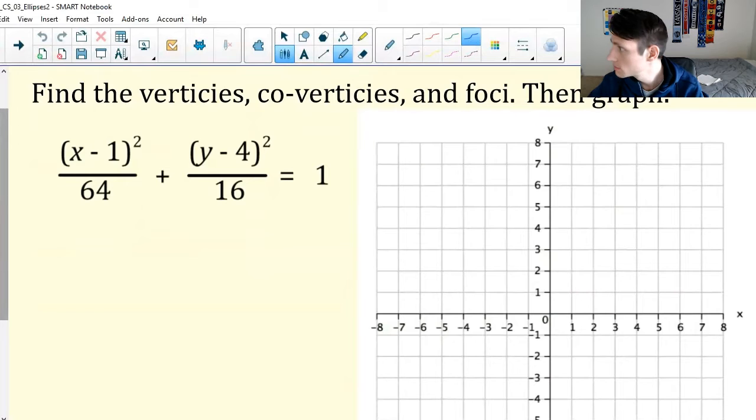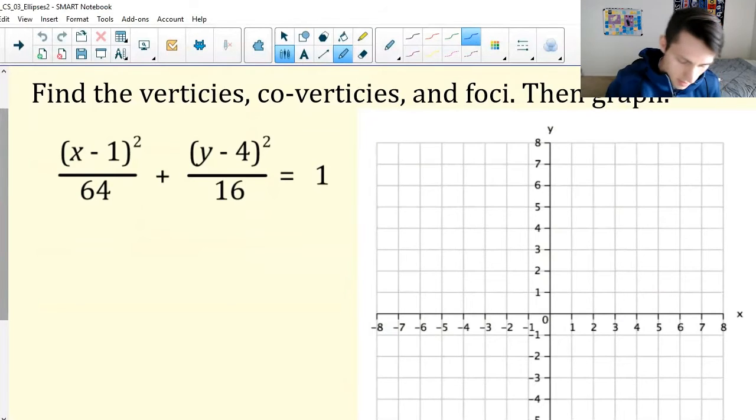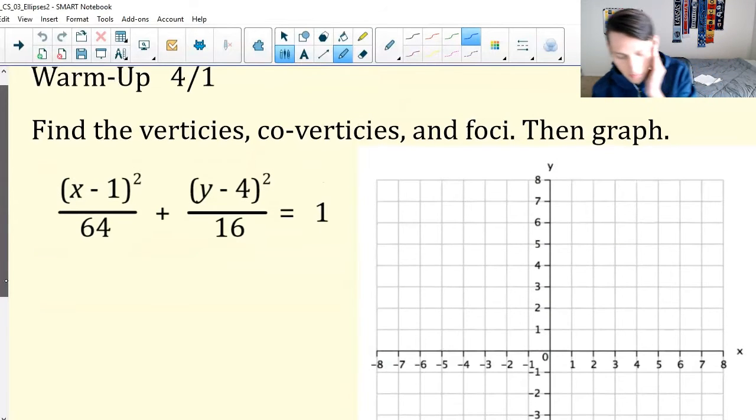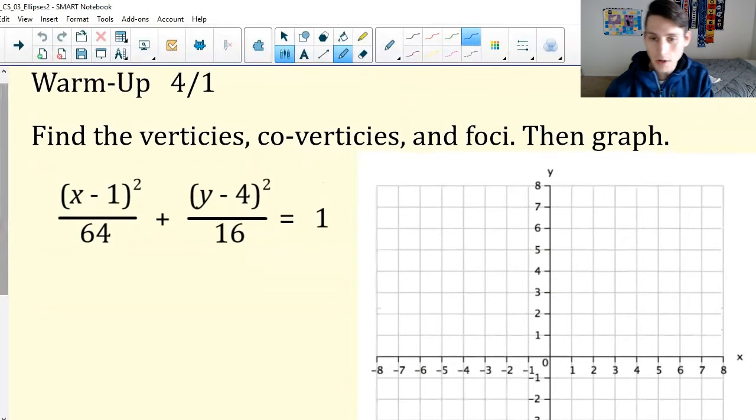Whew. Last class of the day, for me at least. So let's get this done. For the warm-up, find the vertices, co-vertices, and foci, and then graph. All right, so this is an ellipse, like we left off with talking about yesterday.